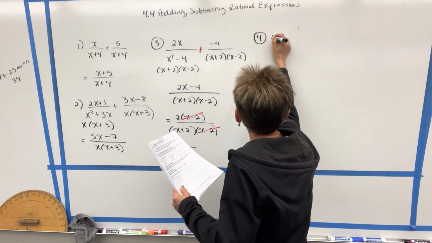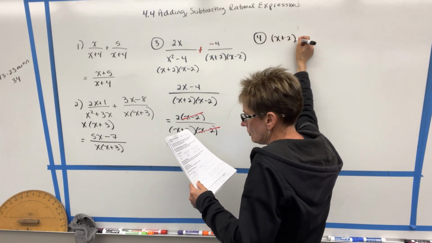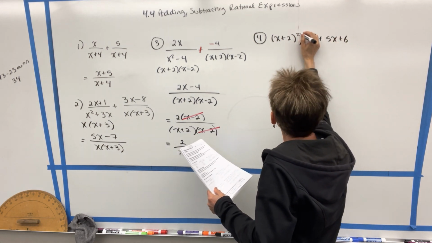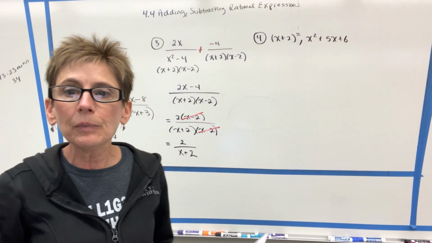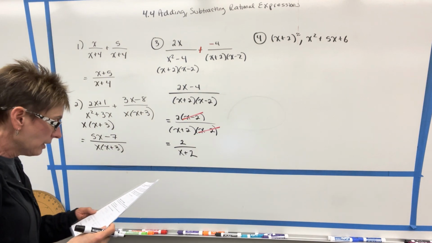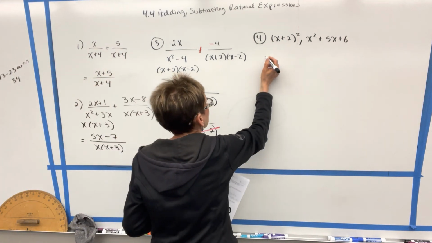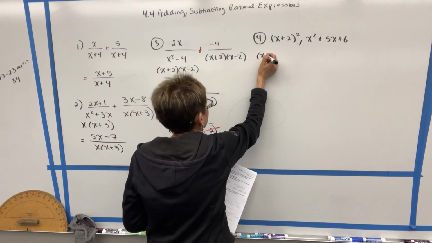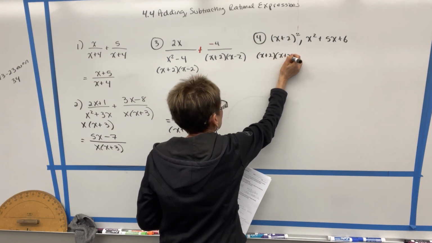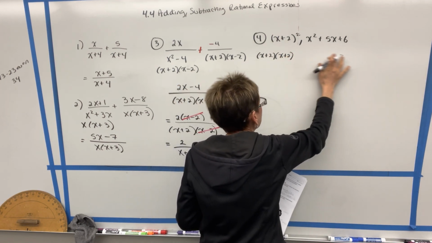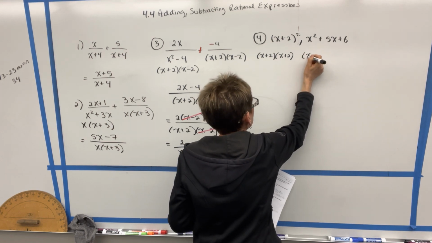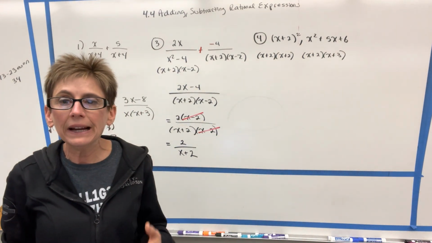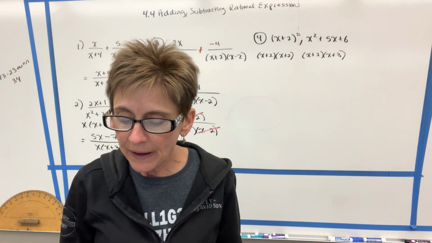Let's say that we have two expressions, x plus 2 squared and x squared plus 5x plus 6. If we wanted to come up with the least common multiple of those two expressions, the first thing that we would need to do is factor each. Now obviously x plus 2 squared is already factored. That is just x plus 2 times x plus 2. If we factor this expression here, we would get x plus 2 times x plus 3. So when we're finding the least common multiple, we always want to factor first.